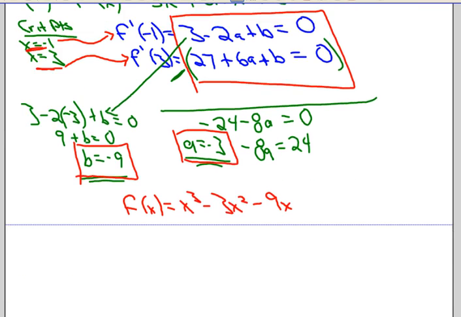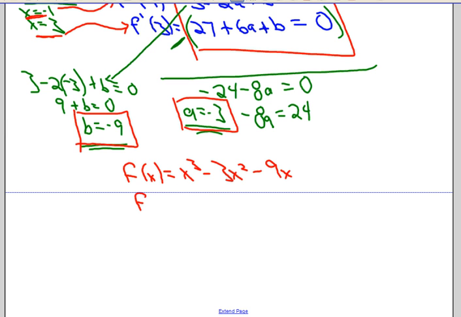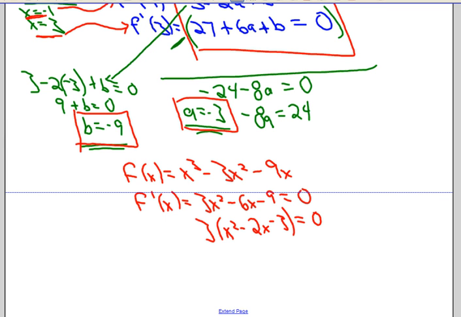So let's go through this just to check it and see. Let's take the derivative. I get 3x squared minus 6x minus 9. I want my critical points, so I set that equal to 0. I'll factor out first a 3. I get x squared minus 2x minus 3. And I factor that, and no big surprise here, I hope. I get x minus 3 times x plus 1. And look at this, two critical points: x equals 3, x equals -1.